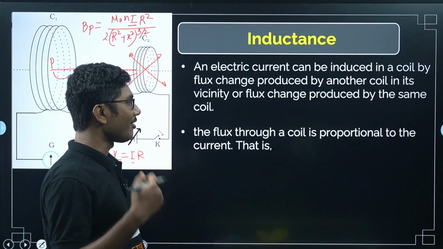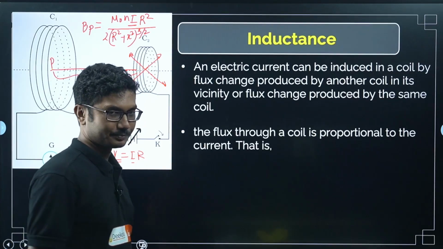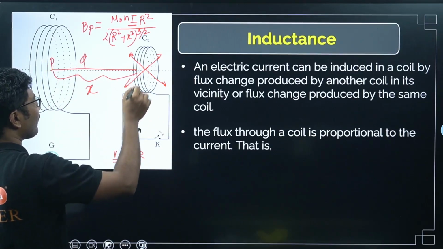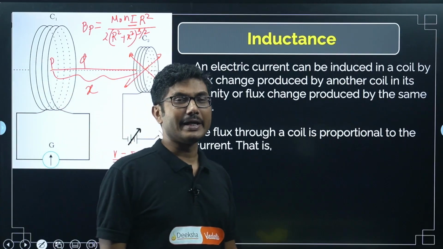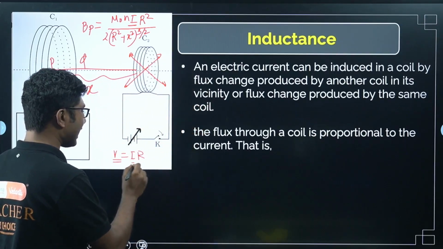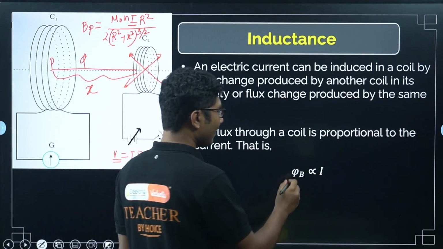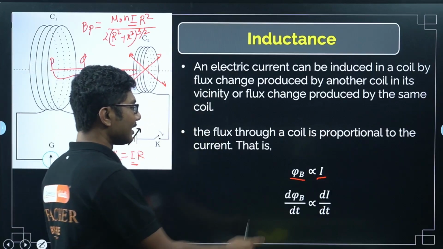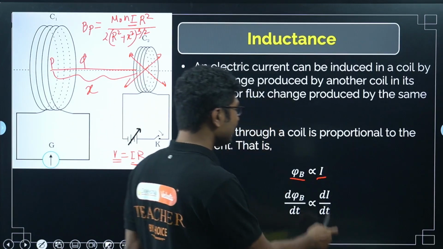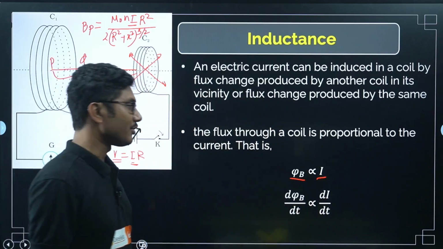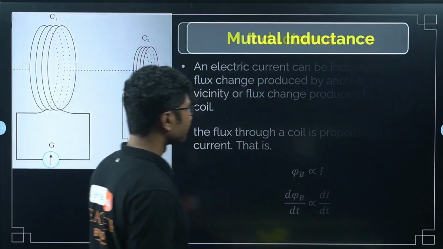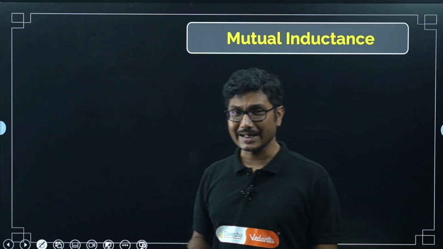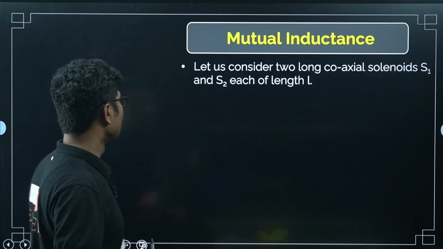Now the flux through this coil is proportional to the current. Whatever flux is associated, maybe with this coil or with that coil, everything is dependent on only one thing, that is current, right? So we can say that flux is directly proportional to current I, or the rate of change of flux is directly proportional to the rate of change of current. We'll see that in a while. Now let us talk about two different cases. First is mutual inductance, the first case where we are talking about two coils.